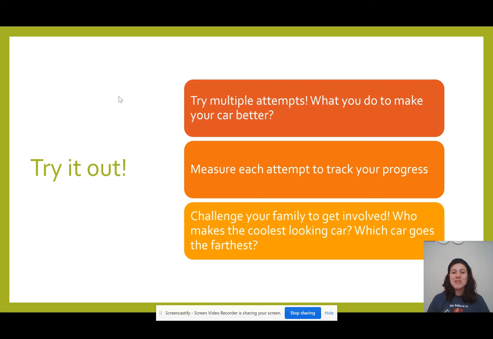And the last thing is you want to make sure that you challenge your family to get involved. It would be super fun to think about who can make the coolest looking car or which car goes the farthest.